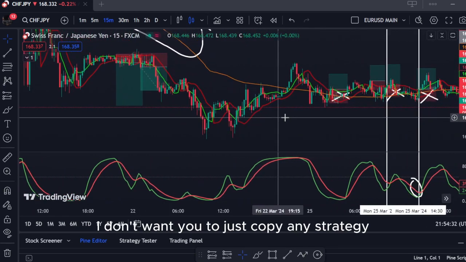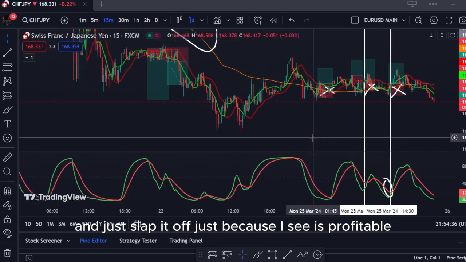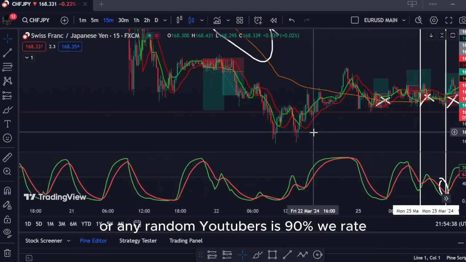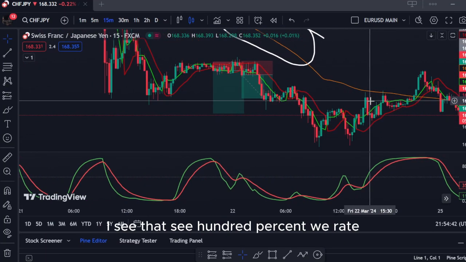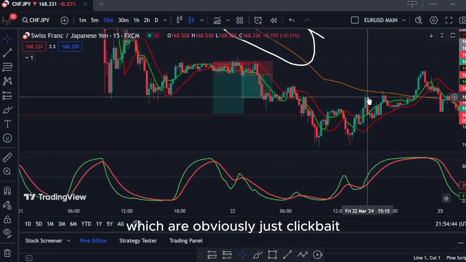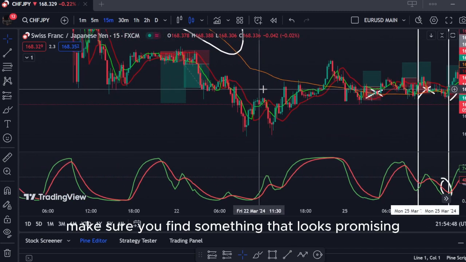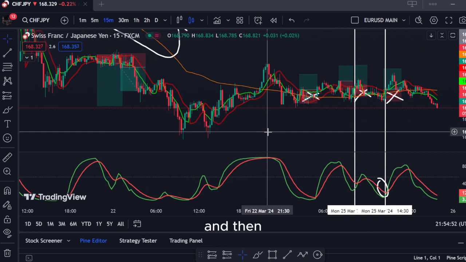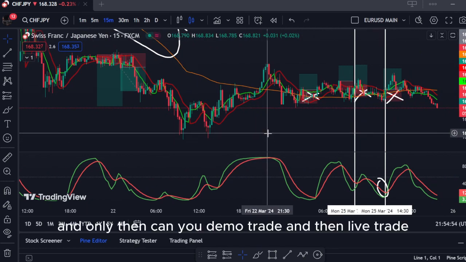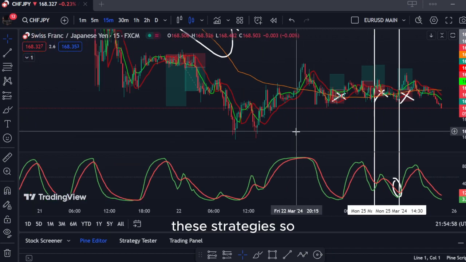I don't want you to just copy any strategy and just slap it up just because I see it's profitable, or any random YouTuber says it's 90% win rate, and a lot of dumb videos I see that say 100% win rate, which are obviously just clickbait. So do your testing. Make sure you find something that looks promising and backtest it for a long period of time, and then and only then can you demo trade and then live trade these strategies.